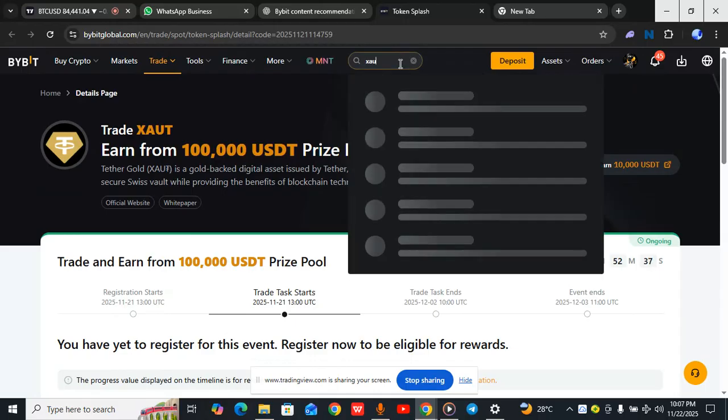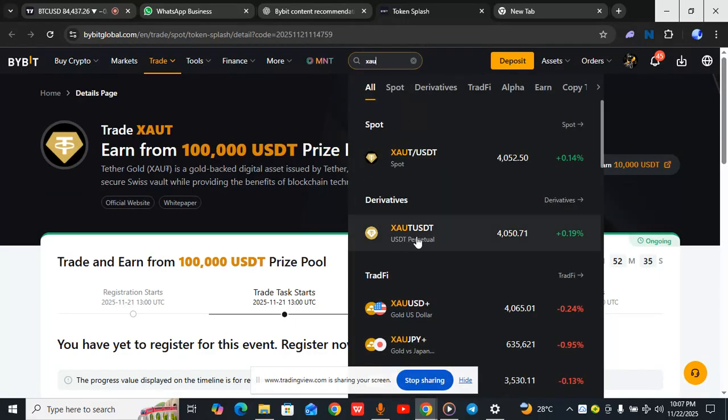Like I showed you, it is on spot. So you are not trading the derivative; if you trade the derivative, it does not count in this particular event, or in this particular giveaway or airdrop. So you want to make sure you are trading that which is on the spot over here.